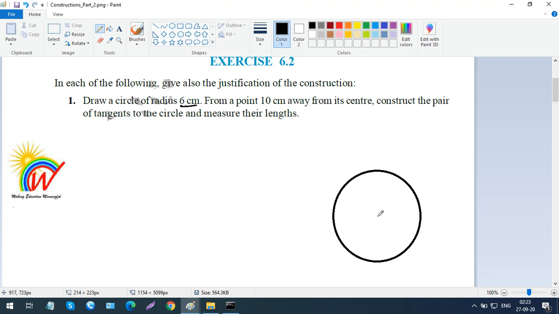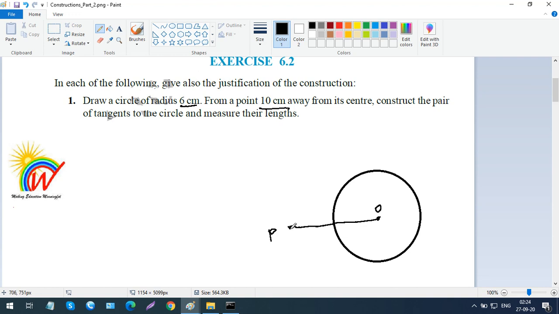Now let me just give a name to it. Let's say I'm giving a name as O. Now from a point 10 centimeter away from its center. So from the center I have to take 10 centimeter. This is already 6 centimeter, right? Now I have to take 4 more centimeters. So from here I have taken just 4 more centimeters. Let us say I will mark it as P.